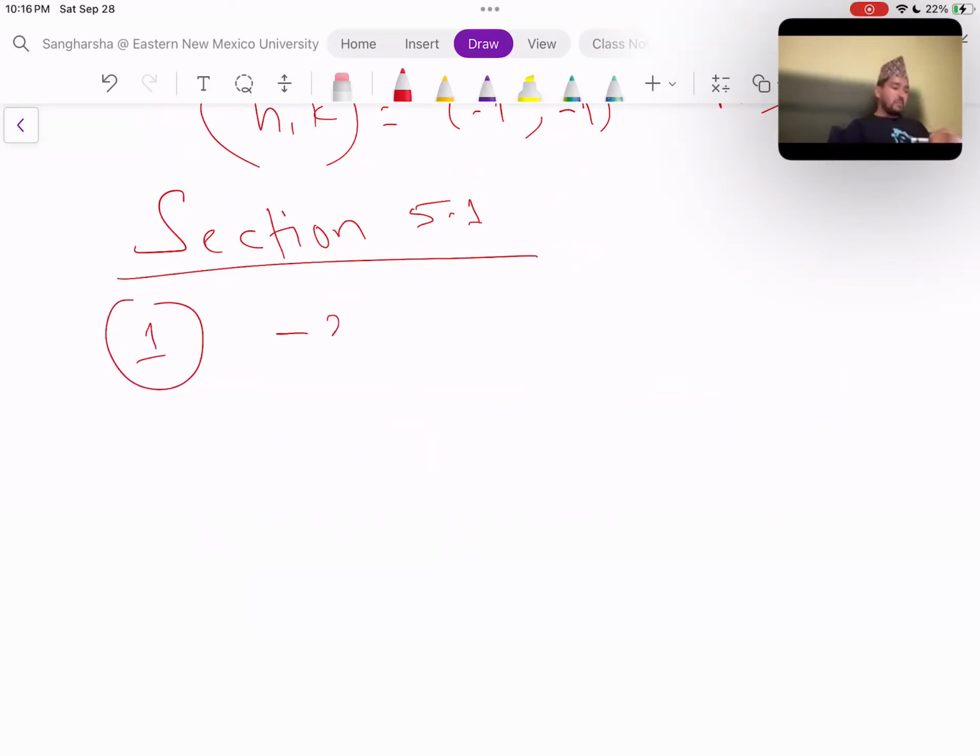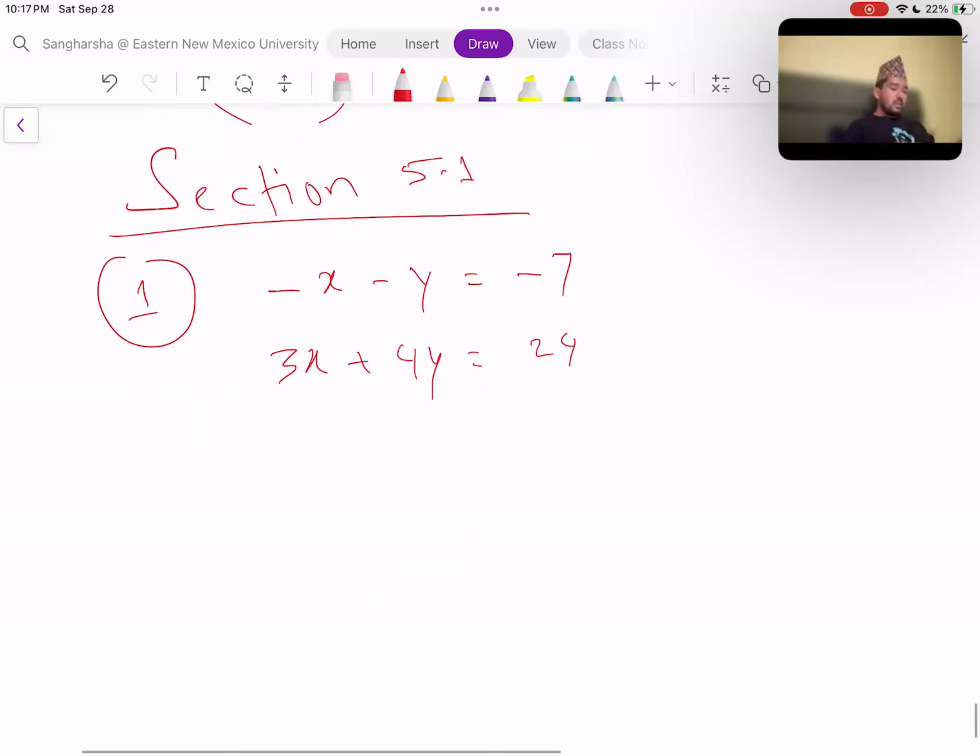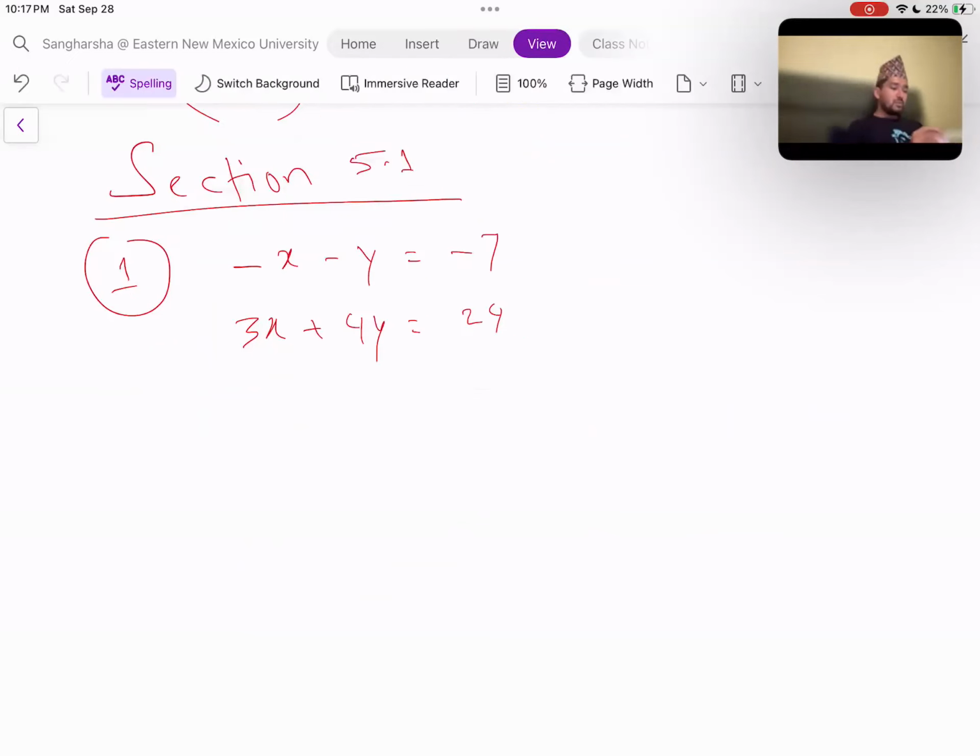So we have -x, -y equals to -7. We have 3x plus 4y equals to 24. And we are asked to solve this system of equation by elimination method. Okay. Now, in order to solve the system of equation using an elimination method, you have to eliminate. That's very straightforward. You have to eliminate one variable. Okay, so we have 2 different variables.